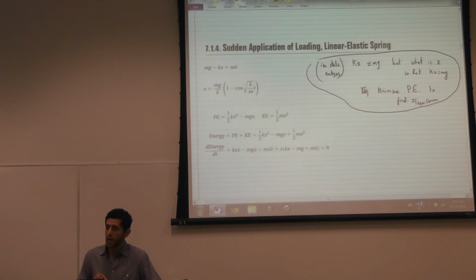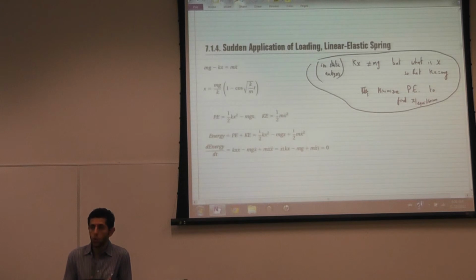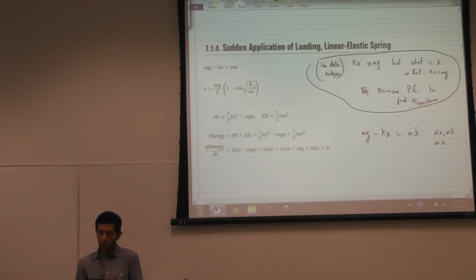Dynamic equilibrium, on the other hand, is a different situation. There's always dynamic equilibrium, as long as I know what the actual external forces are. Dynamic equilibrium states that mg, the external forces, minus the resistance of the structure is equal to m x double dot. That's true for every x, for every time, and for every velocity. At every point in that structure, I have mg minus kx equal to m x double dot.